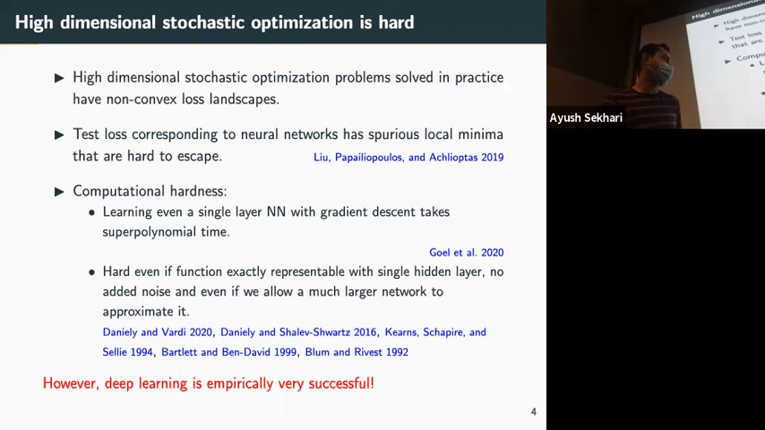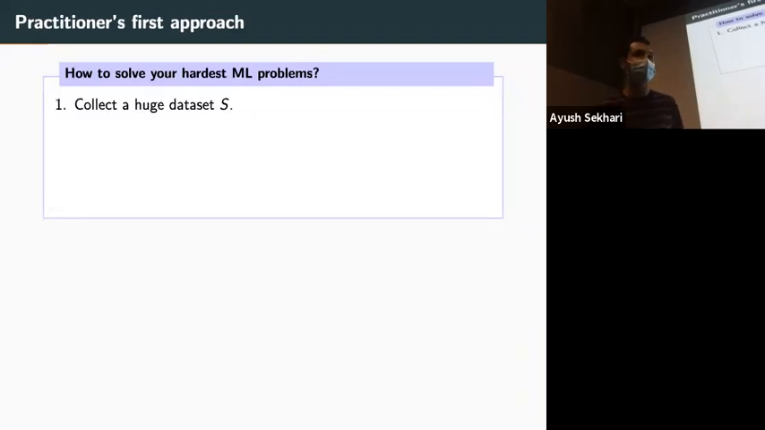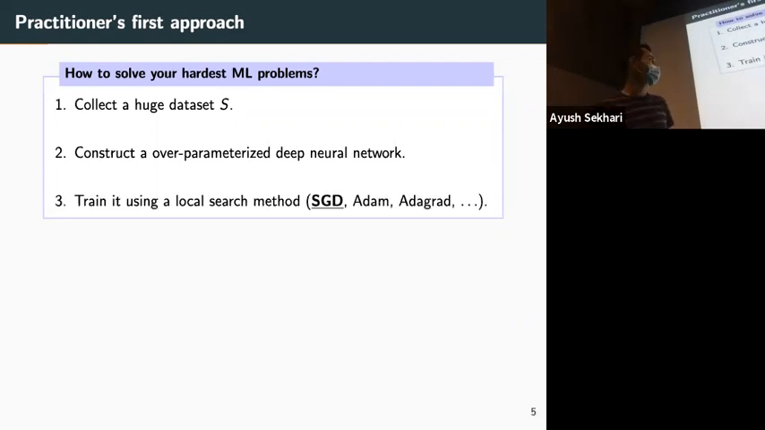However, deep learning has been a very successful revolution. We train these models every day. They work well in practice. And in fact, if you ask a practitioner, at a bird's eye view, the approach that is generally taken is as follows. You collect a huge data set, construct an over-parameterized model class, typically a deep neural network. And then you train it using a local search method like SGD, Adam, and Adagrad.